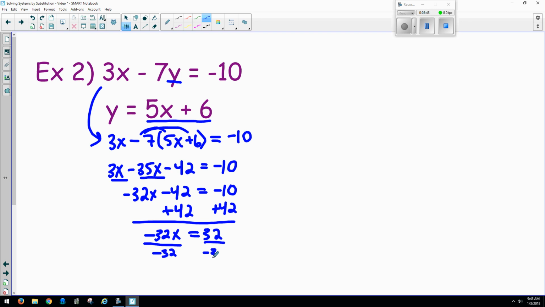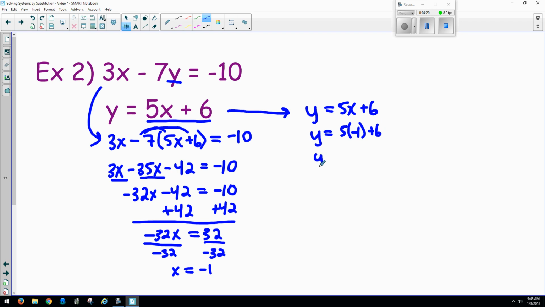Now again, we're only getting half of the solution here. Remember, the solution is an ordered pair. So I have x equals negative 1. And then I have to use one of these two equations to find the corresponding y value. So I think it's easier to use the one that's already set equal to y. So I'm going to go ahead and take that one. y equals 5x plus 6. And I'm going to substitute this negative 1 in for x. So y equals 5 times negative 1 plus 6. So I have negative 5 plus 6. Our y value is a positive 1.